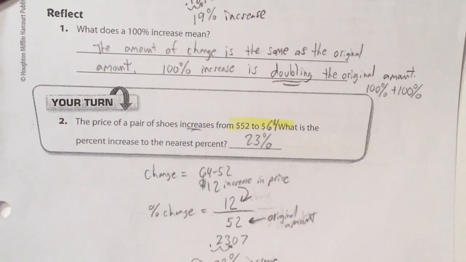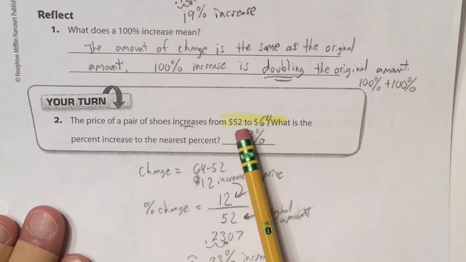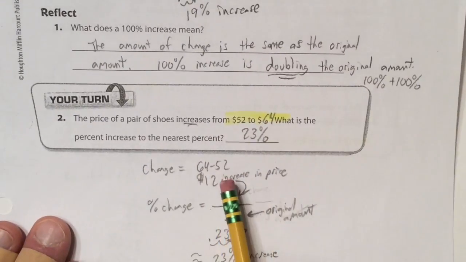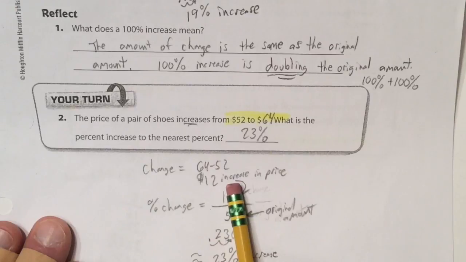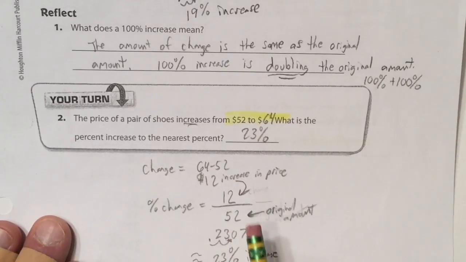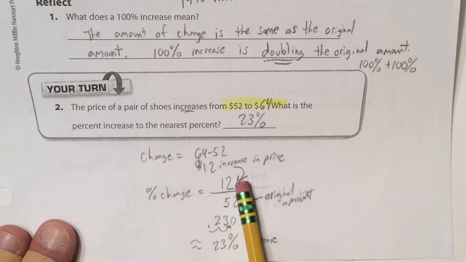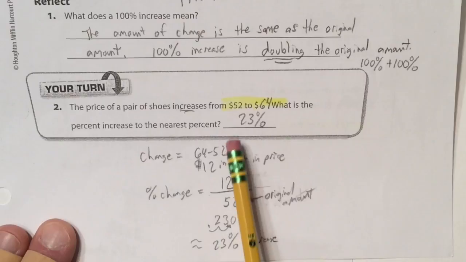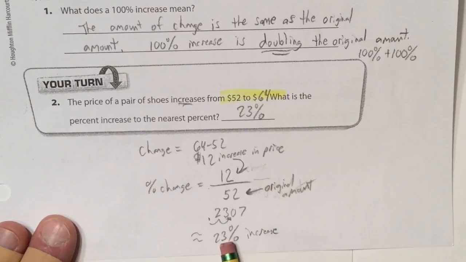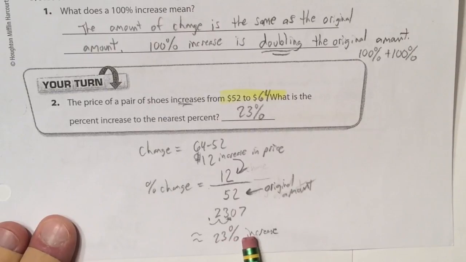So in every example where you're given the original and a new value, you have to subtract, find the increase or decrease, and identify what that is. In this case, it's a price, an increase in the price. You take that value and divide it by the original amount, which is $52, which gives you a decimal that you change into a percent. So in this problem, we had a 23% increase.